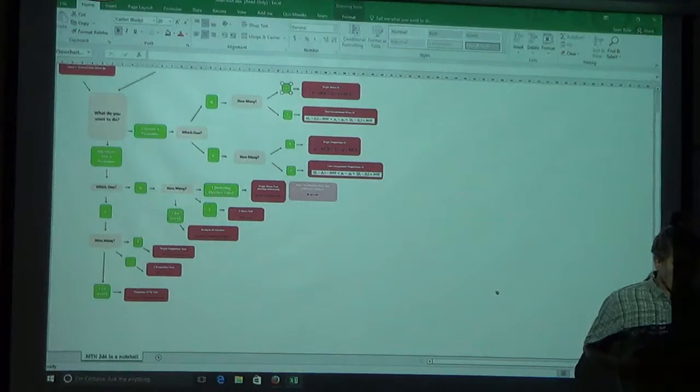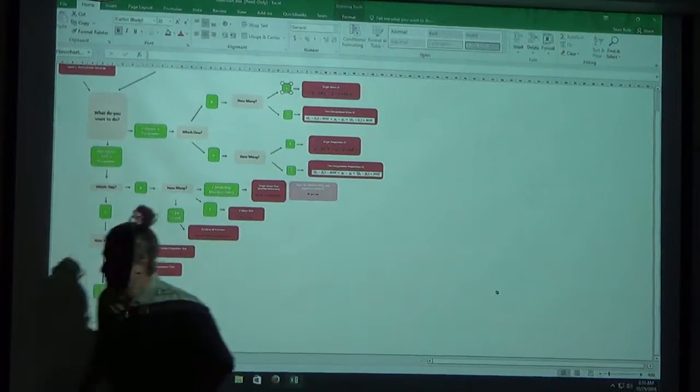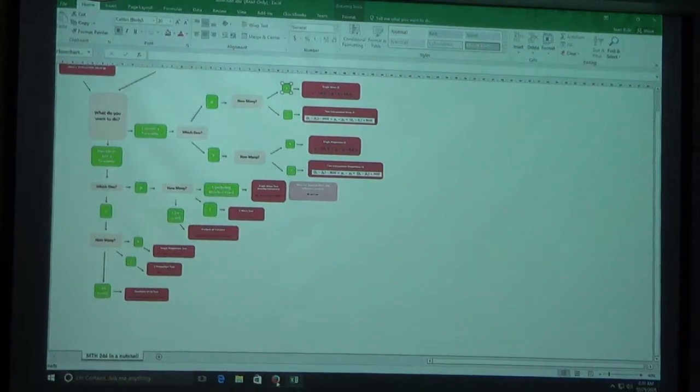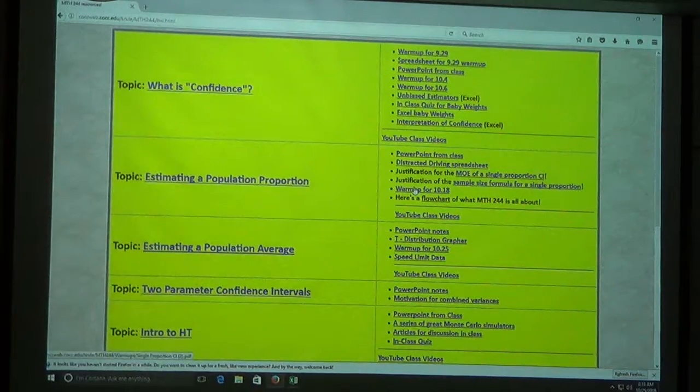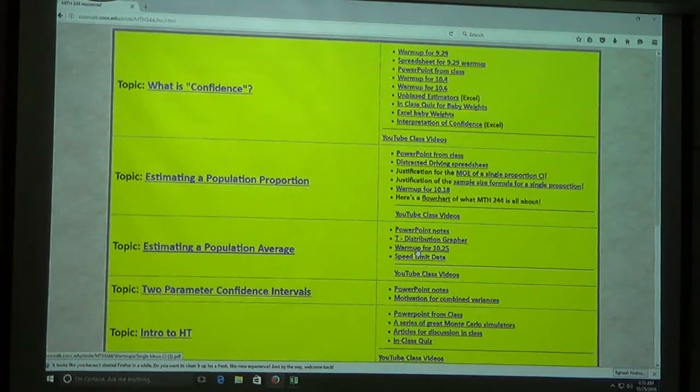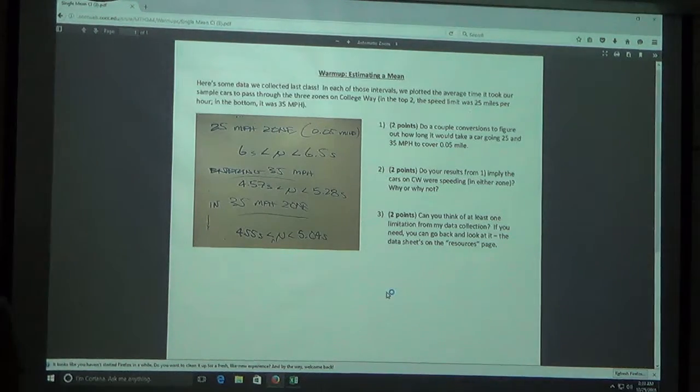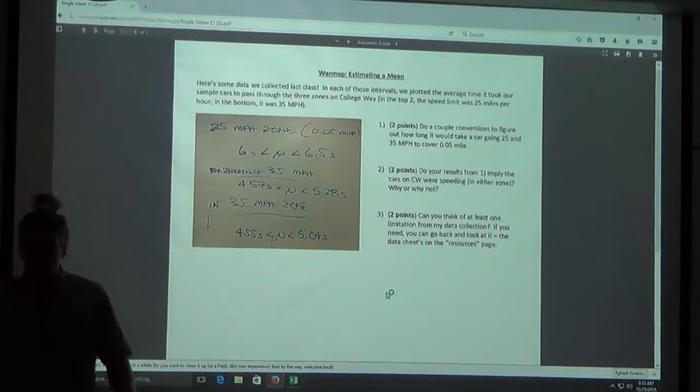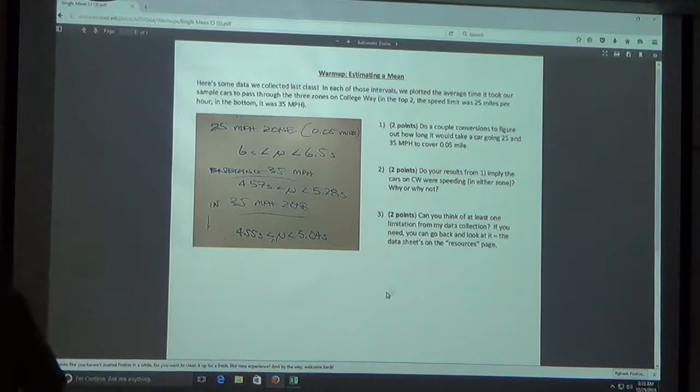Cool? All right, let's do a warm-up. It's on the resources page. It's a digital one. Warm-up for 1025. It's down here. It's real quick. So just crack it open, and for some reason I made it out to 6 points. I'll make it 6 points instead of 5. Give you guys a free point. That's fine.